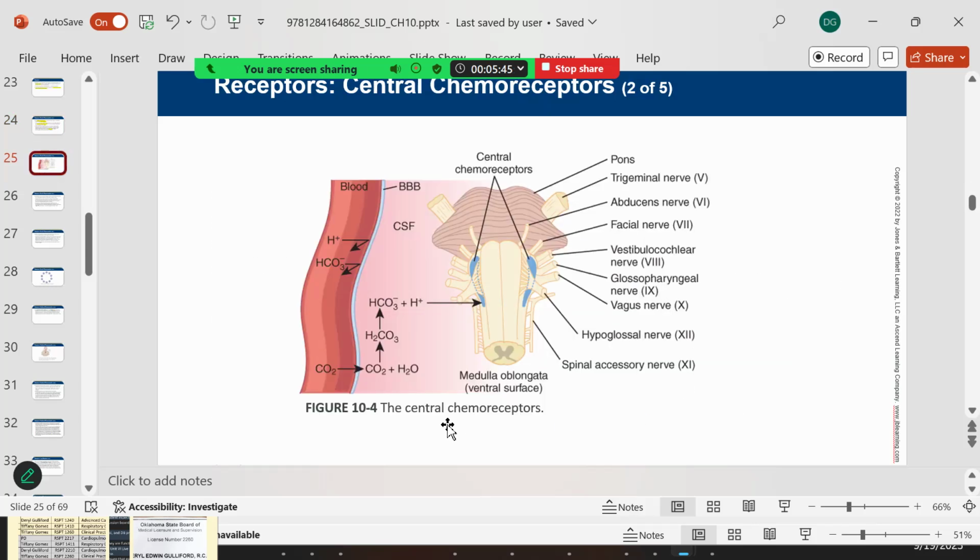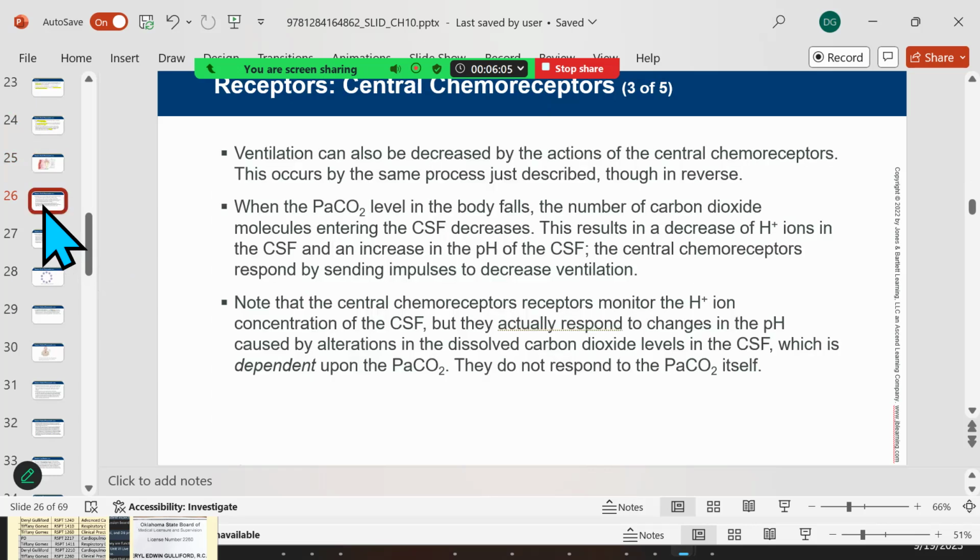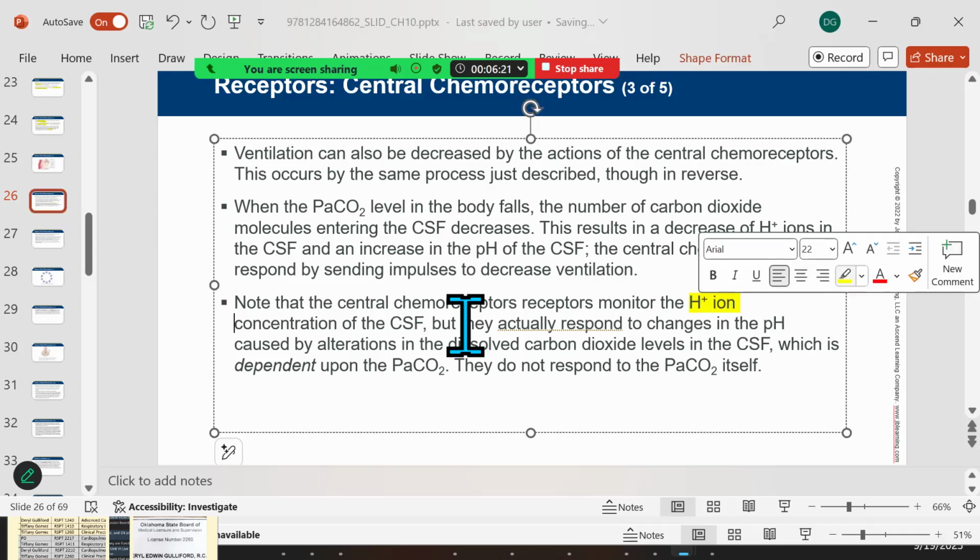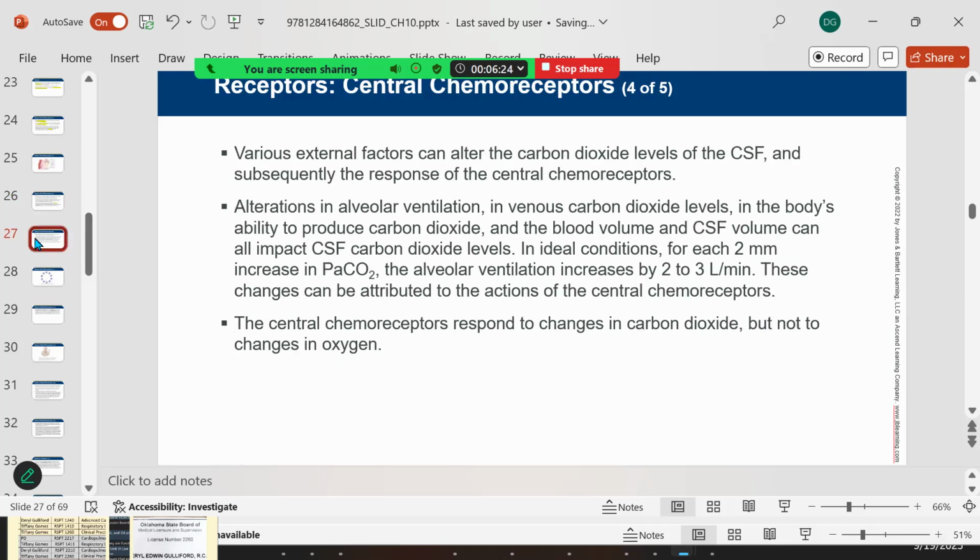Okay, and that is what's going on right there. You see the central chemoreceptors, they are sensing the hydrogen ion concentration, meaning the pH, and then adjusting ventilation. The key number seems to be 7.32, where that is kicked in. When CO2 falls, when it goes the other way, the central chemoreceptors sense this, and they will actually decrease ventilation. So very much it's dependent upon the hydrogen ion concentration, the pH, in the cerebrospinal fluid.